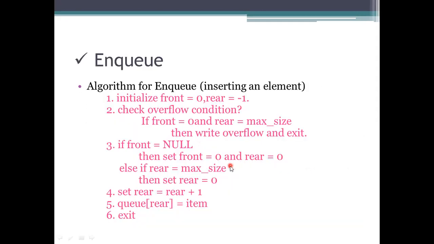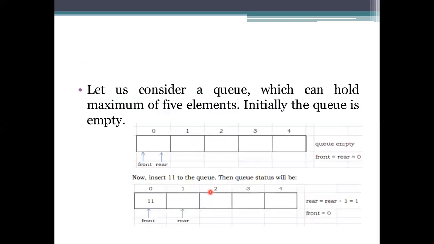If it is not like that, meaning if it is not the null value, it is specifying that the rear should be the maximum value. If the rear reaches the maximum value, then set the rear equal to 0. So if front is equal to null, what you have to do is take rear is equal to rear plus 1 and q of rear is equal to the item that has to be inserted here.